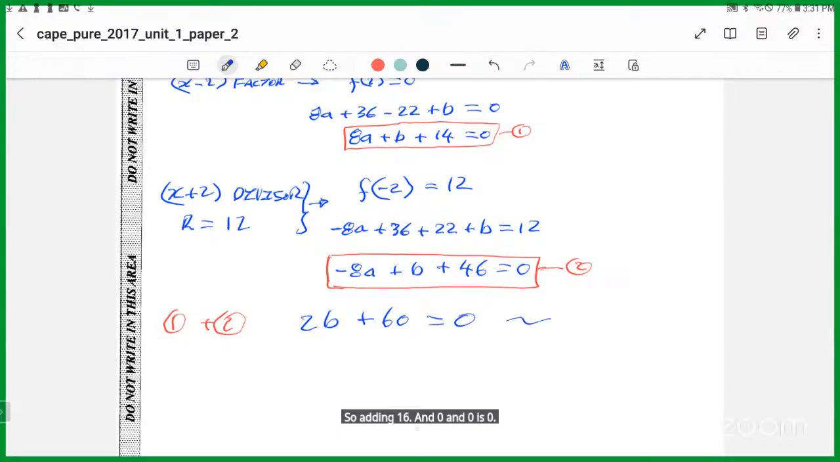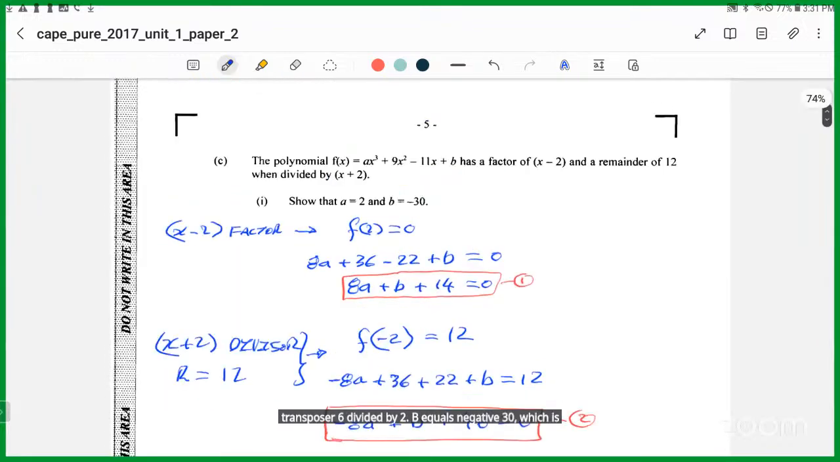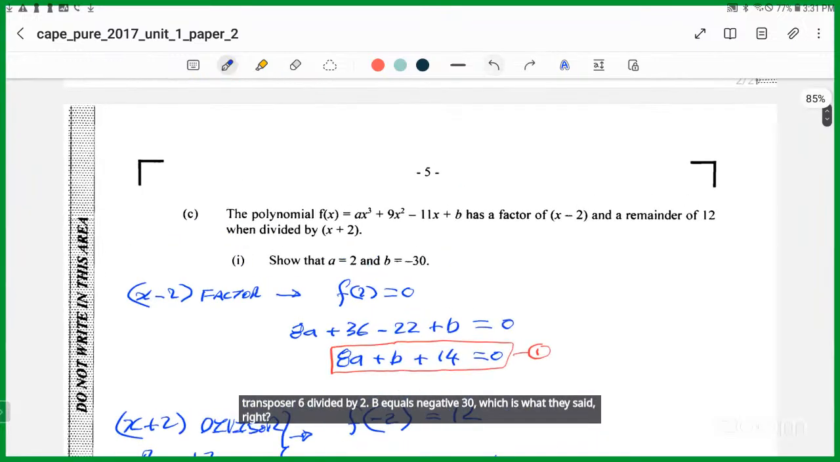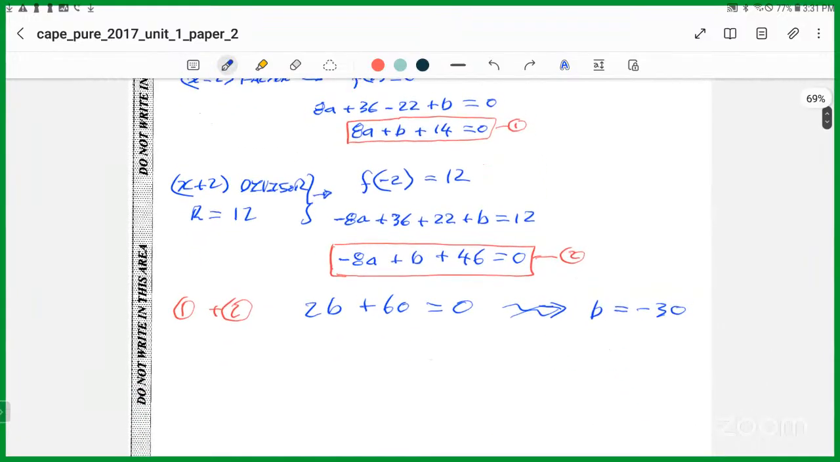So this implies that the b equals negative 30. Transpose the 60 divided by 2. B equals negative 30, which is what they said, right? Good. B equals negative 30. We can take this negative 30 and substitute it back here.